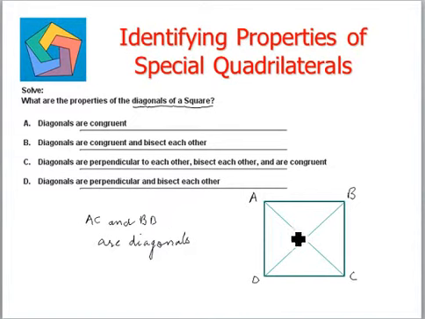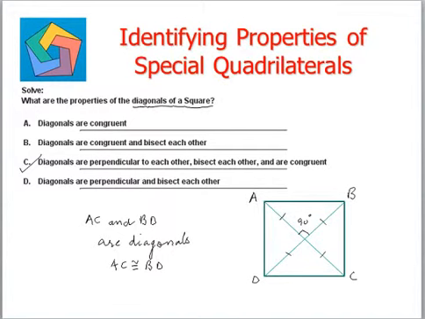Interesting property about the diagonals of the square are that they are first of all congruent to each other. That is, AC is congruent to BD. Also, they bisect each other, and they are perpendicular. That is, this angle is 90 degrees. Therefore, option C is correct. That is, they are perpendicular to each other, bisect, and are congruent.